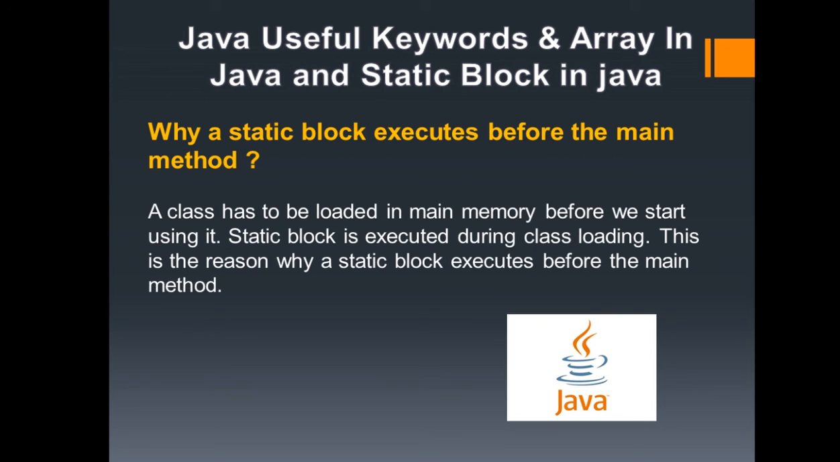Why does a static block execute before the main method? Now here is the question that you are always trying to find out. A class has to be loaded in main memory before we start using it, and the static block is executed during class loading. This is the reason why a static block executes before the main method. So I hope that is clear.